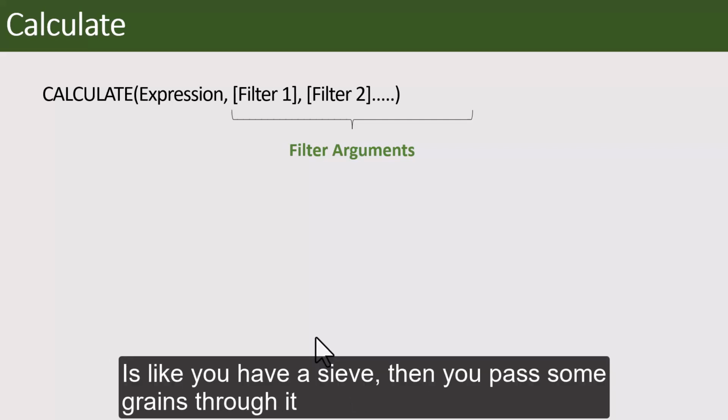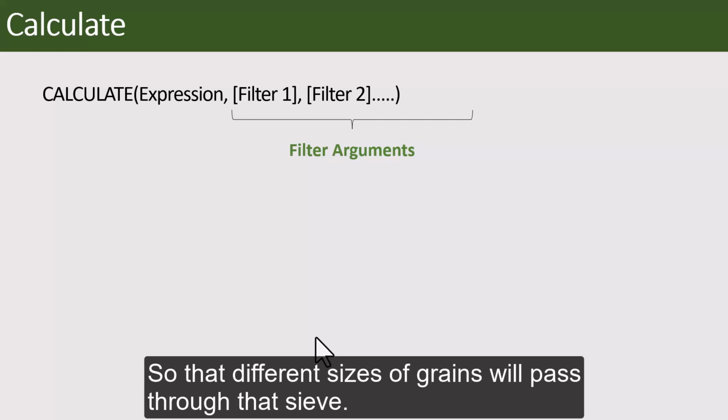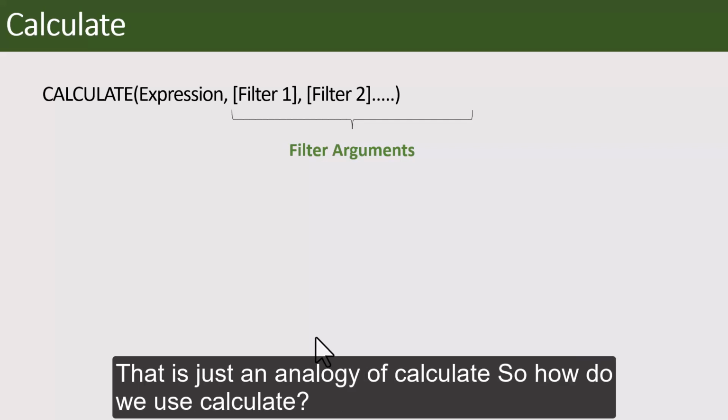It's like you have a sieve. Then you pass some grains through it. Now, the grains have their own sieve. Now you want to use another sieve so that different sizes of grain will pass through that sieve. That is just an analogy of calculate.